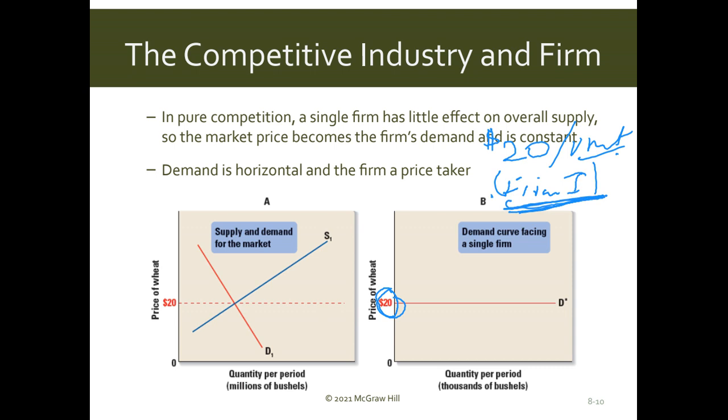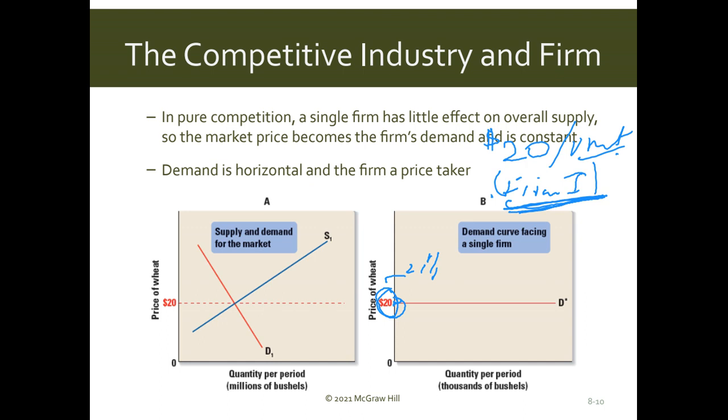Why not? Because the moment I charge $21, I won't be able to sell even a single kilo. No one will buy from me because there are a large number of other farmers who are also selling the same Roma tomatoes, and they are also charging $20. So why would consumers buy the same product at $21 per unit? Everyone knows that the price is $20. Are you getting my point?